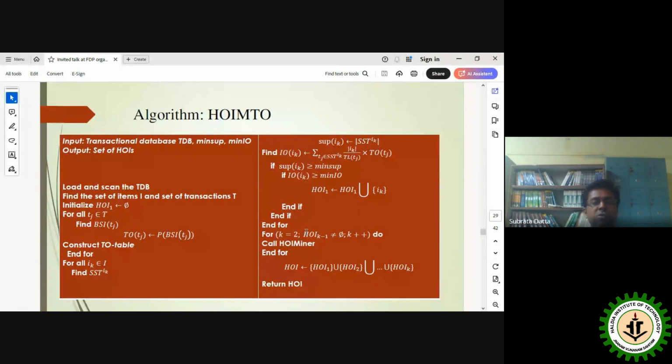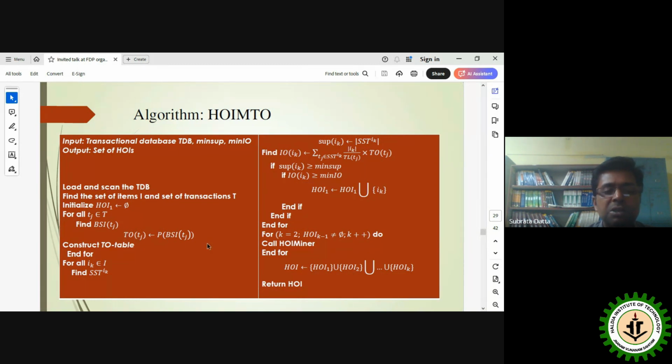This is the algorithm actually. Obviously some kind of transactional database is the input, along with minimum support and minimum IO, the 2 user-defined parameters that I have already told you about. In this case, we have to consider min sup and min IO, and a set of high occupancy item sets. This is the output of this particular algorithm. So this algorithm tells what we are taking as inputs.